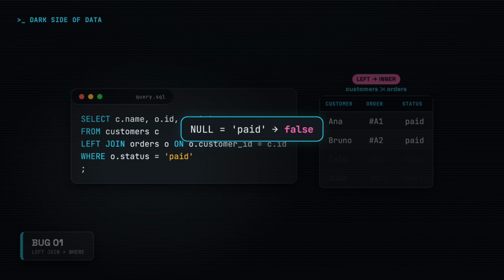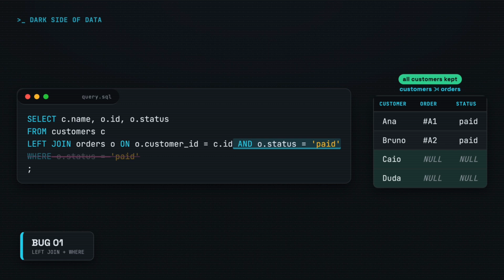The fix? Move that condition into the on clause, not the where. Now the unmatched customers survive, exactly like you intended.